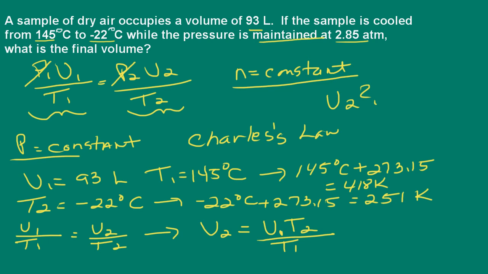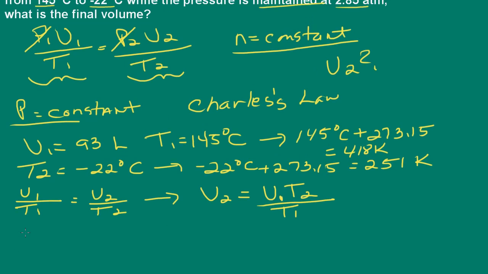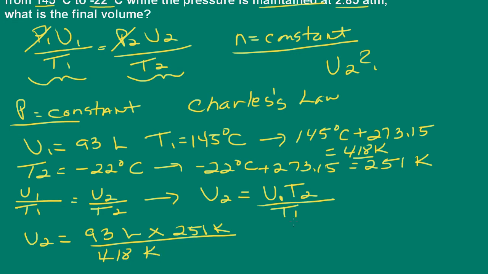So now all I have to do is put in my values. So V2, volume 1 is 93 liters. I multiply that by the final temperature, which is T2, and that is 251 Kelvin. Then I divide that by the initial temperature, which is 418 Kelvin. And let's see what we get here. Do notice that your units cancel. It's always a good idea to write your units in, because that way, if your units are not canceling like they should, there's something wrong with the setup.